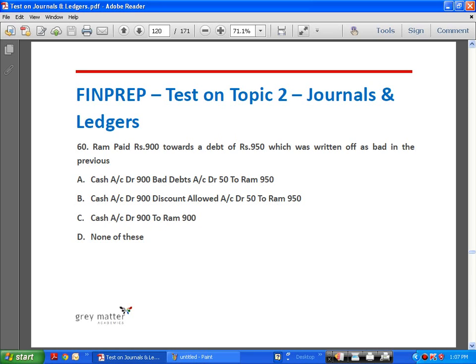But during the current year, Ram has paid 900 rupees. So a debt which was earlier written off as bad has been recovered now. Cash has come in. So the cash is a real asset. So debit what comes in. So cash account debit 900, and bad debts recovered account is an income to the business, and we will credit the account called bad debts recovered account. So the entry for this transaction is cash account debit 900 to bad debts recovered account. So the answer is none of these.